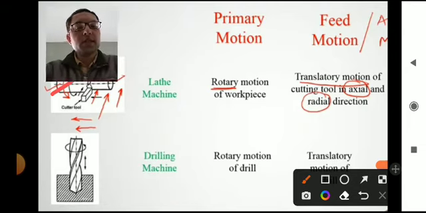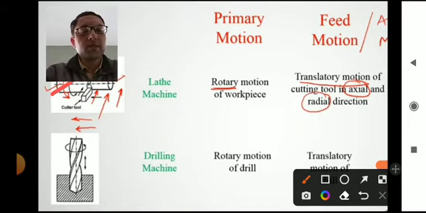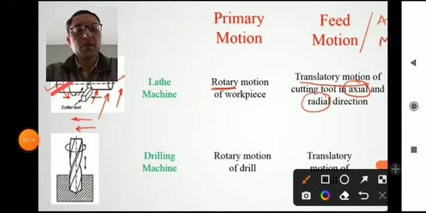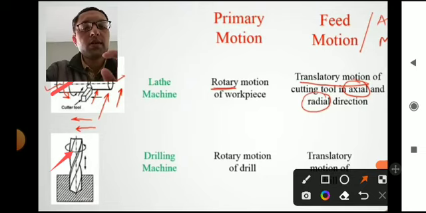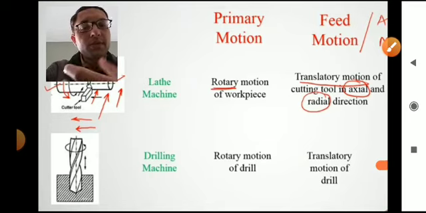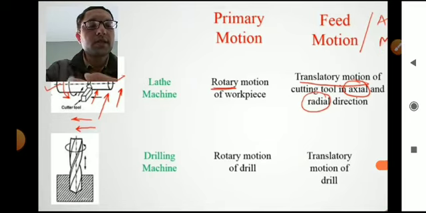Now the fifth one, that is the drilling machine. If you see in the drilling machine, there is one drilling tool here, and this drill is rotating in the rotary condition. So here the primary motion is the rotary motion of the drill, and the workpiece is fixed. The workpiece is not moving, so the feed motion is the translatory motion of the drill, and the primary motion is the rotary motion of the drill. That is the division of the primary motion and the auxiliary or feed motion of the cutting tool.